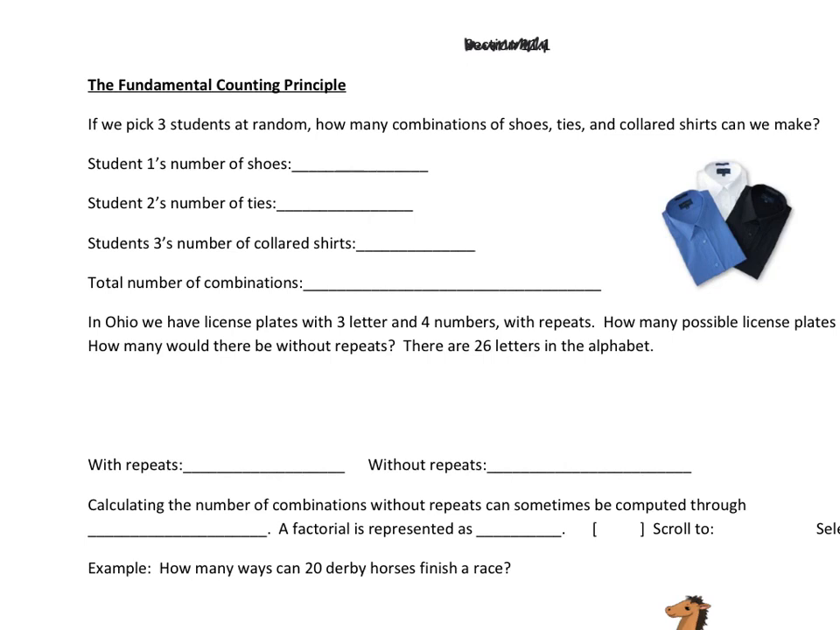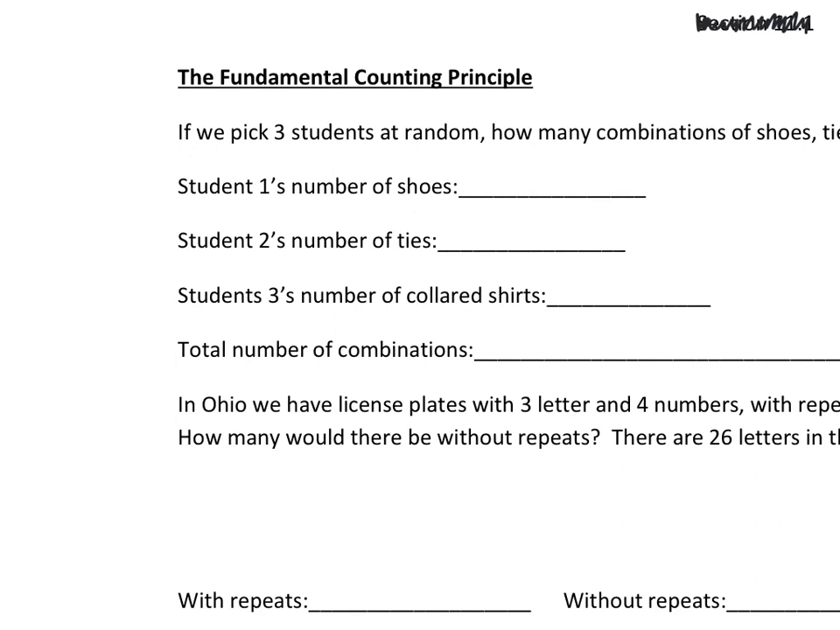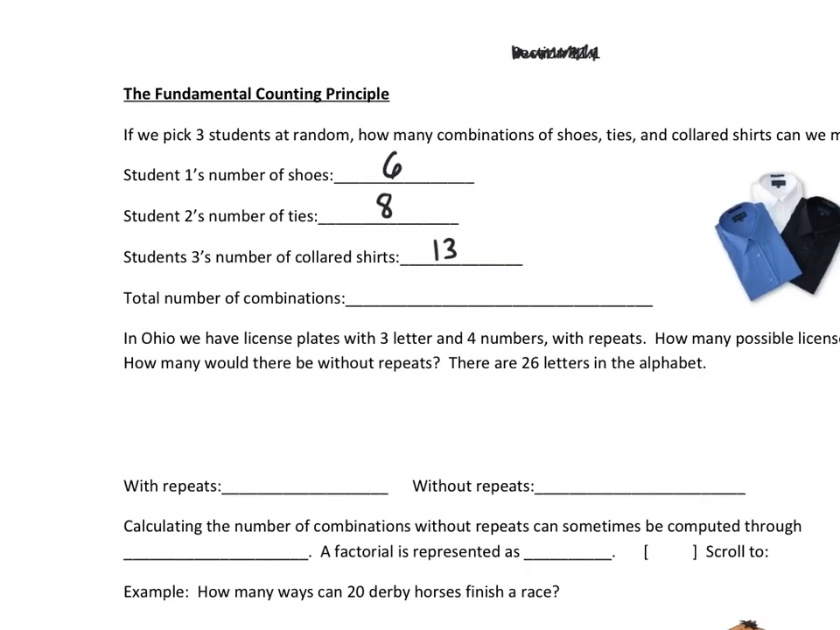So if we pick 3 students at random, how many shoes, ties, and collared shirts combinations can we make? Let's say that student number 1 has 6 pairs of shoes. Student number 2 has 8 ties. And student number 3 has 13 collared shirts. The total number of combinations that would come out of this is simply 6 times 8 times 13. Right, and the basic counting principle is just multiplying the amounts of the slots together.